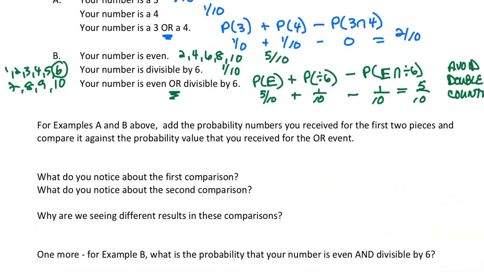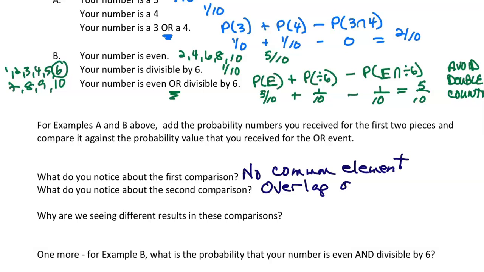Okay, for example, in A and B above, add the probability numbers you received for the first two pieces and compare it against the probability value that you received for the OR event. What did you notice about the first comparison? That's the 3 and the 4. You have no common element. What did you notice about the second comparison? That's when you have an overlap. Overlap or common element occurs.